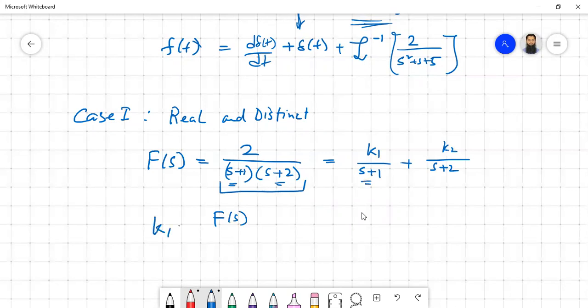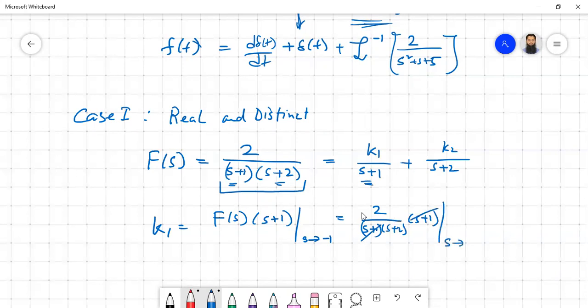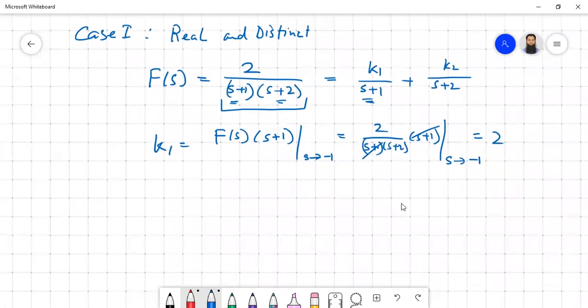If you want to find out K1, the corresponding value is S plus 1, so you have to multiply with S plus 1. Then whatever the value, you have to set S equal to that corresponding value, that is S tends to minus 1. So now 2 by (S plus 1)(S plus 2) times (S plus 1). The S plus 1 terms get cancelled out. Now S tends to minus 1, so basically 2, and then minus 1 plus 2 is basically 1. So you're going to get 2. So K1 is 2. The idea is very simple.